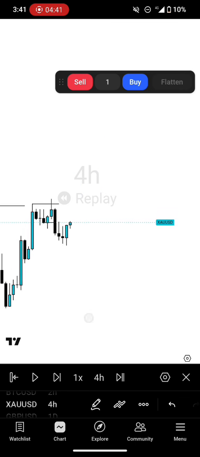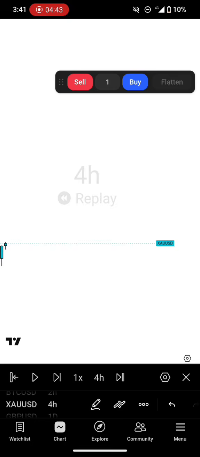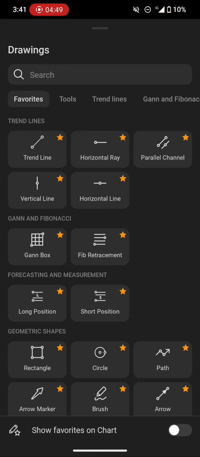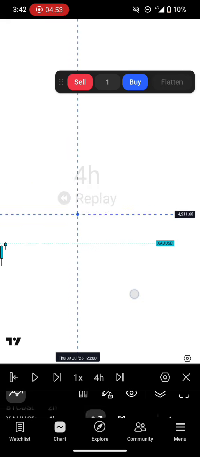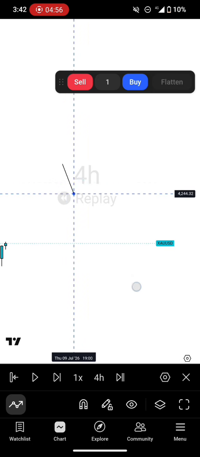At this point, you could clearly see that we have a sweep, and what we trade here is MSNR, combining it with CRT and SMC for our entry. Now when it comes to my entry, this is my entry model I use. My entry model is very simple and straightforward. It's an SMC entry model.